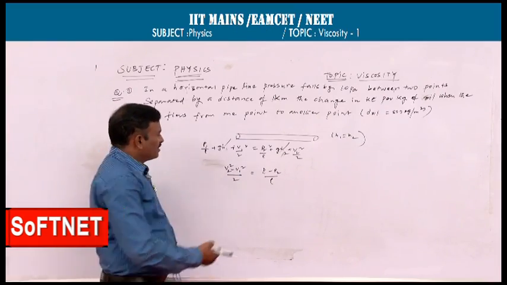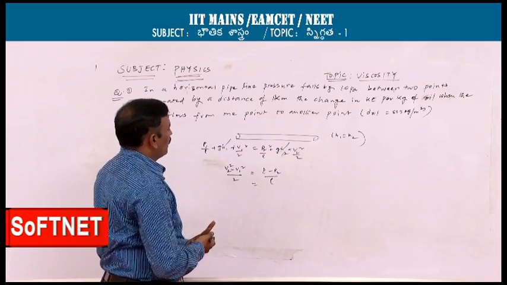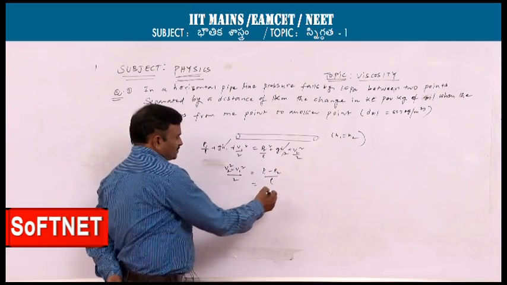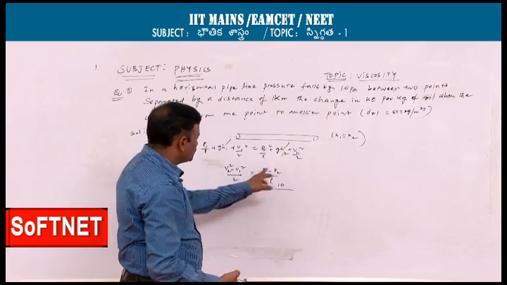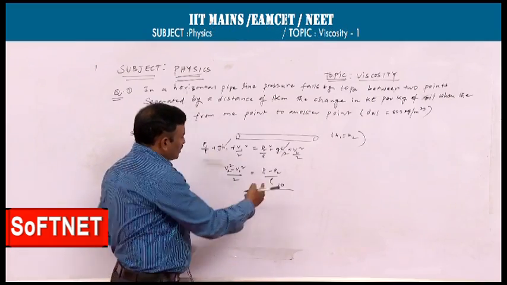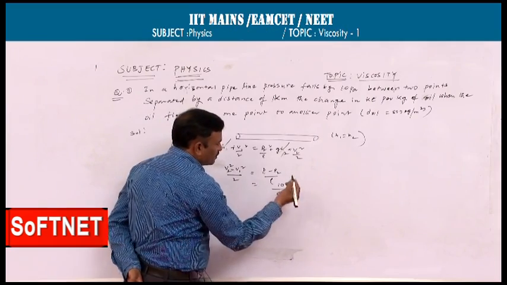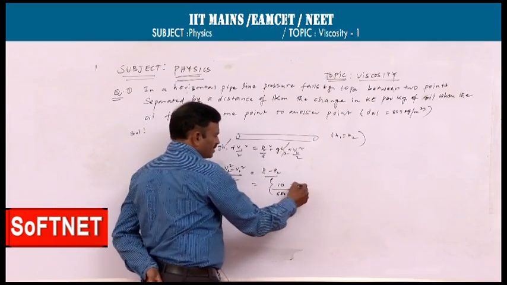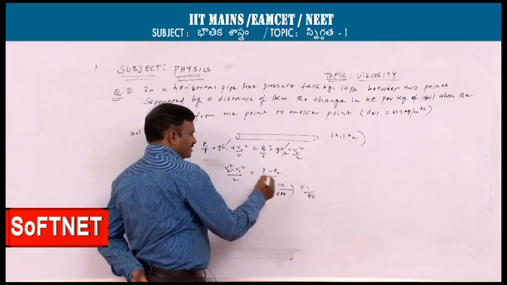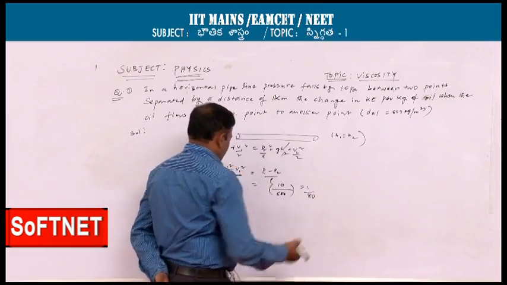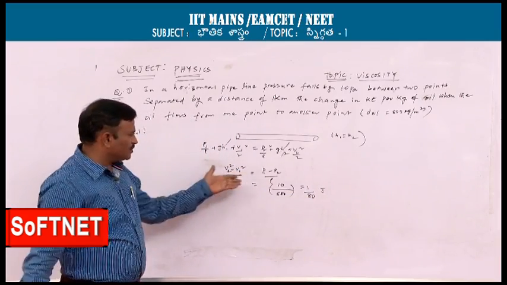But what is given? The pressure difference is given. What is the pressure difference? 10 pascals. And what is the density over there? 800 kg per meter cube. It's nothing but 1 by 80. The kinetic energy can be said to be the difference in energy, in joules per kg.